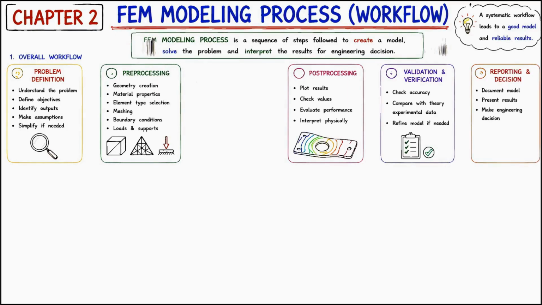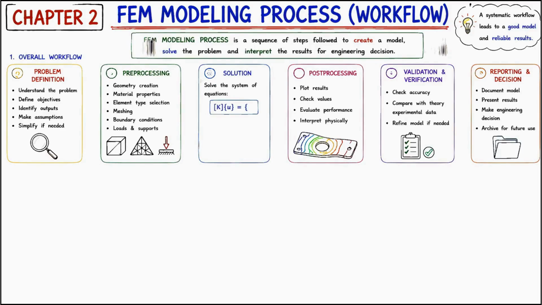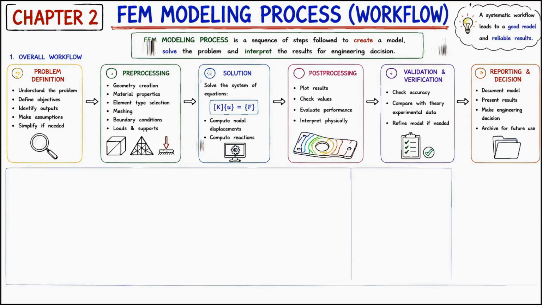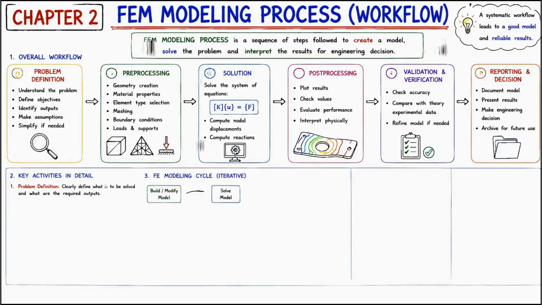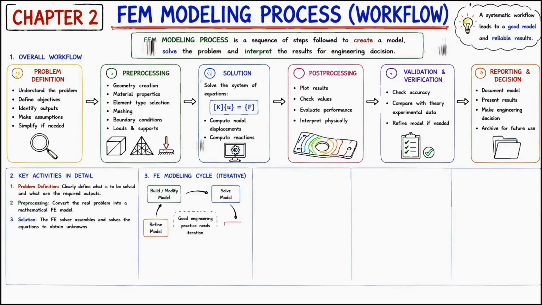The third step is the solution stage. Here, the finite element software assembles the global stiffness matrix and solves the governing equation, Ku = F, to calculate the unknown nodal displacements and support reactions. Once the solution is obtained, we move to post-processing. This is where we interpret the results. We examine displacement plots, stress contours, strain distributions, deformation patterns, and other engineering outputs to understand the structural behavior.